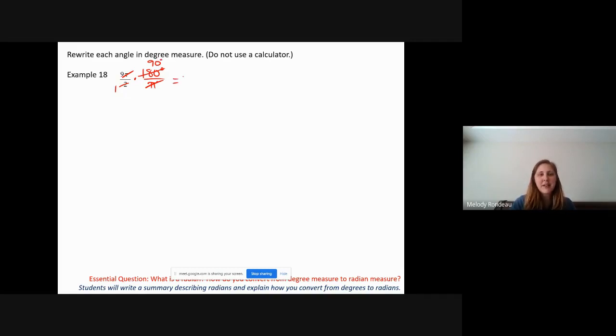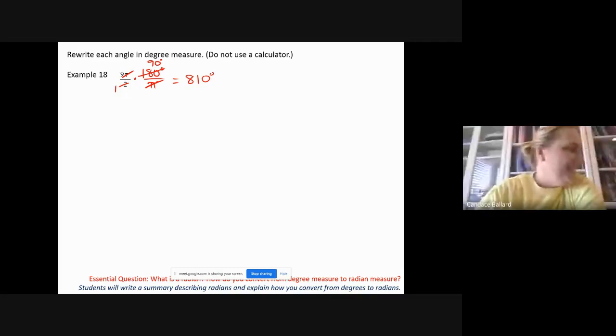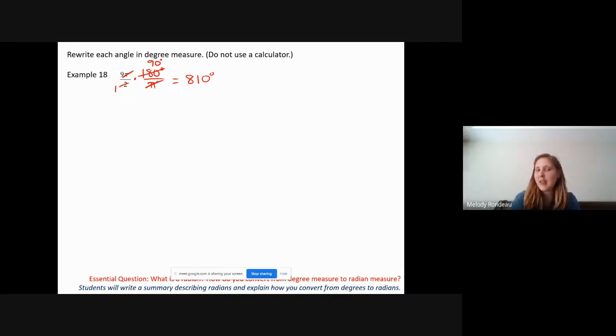And that still is degrees, even though I kind of crossed it out. And 9 times 90 degrees would be 810 degrees. I think. Yes. Great. Yes, you're good. Fantastic.